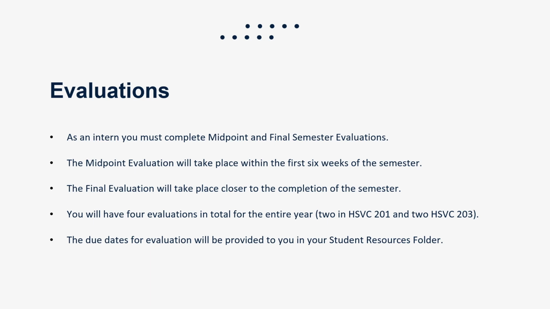The midpoint evaluation will take place within the first 6 weeks of the semester, and the final evaluation will take place closer to the completion of the semester. You will have 4 evaluations in total for the entire year, 2 evaluations while you're taking HSBC 201, and 2 evaluations while you're taking HSVC 203. The due dates for the evaluations will be provided to you in your Student Resources folder. You will also receive email alerts from Core Elms when the evaluations are due.